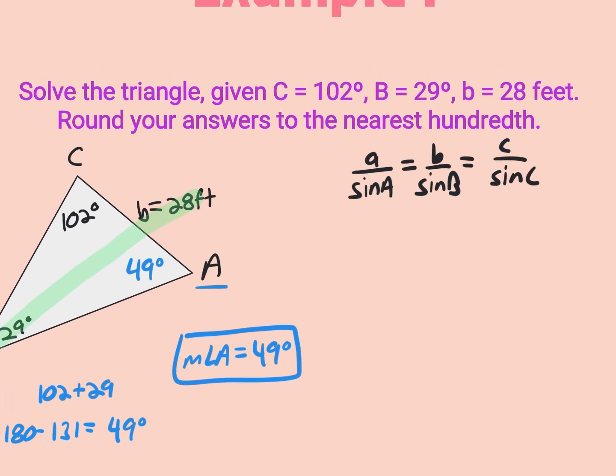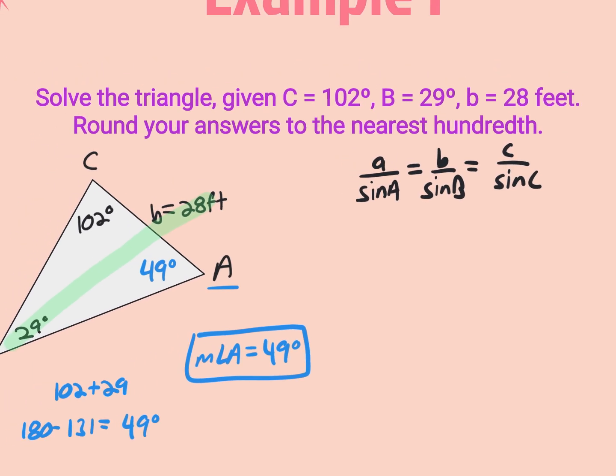Let's start with angle A. Let's try to find that side, sorry. You're never going to use all three of them at the same time, so I'm just going to circle what I'm using, and let's cross out C. We're not going to use C right now. We're going to use it later. Let's plug in the information that we have. We have A over sine A, which is A over sine of 49, equals B over sine B, so it's going to be 28 over sine of 29. How can we get A by itself?